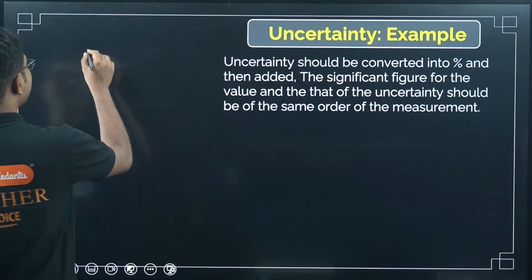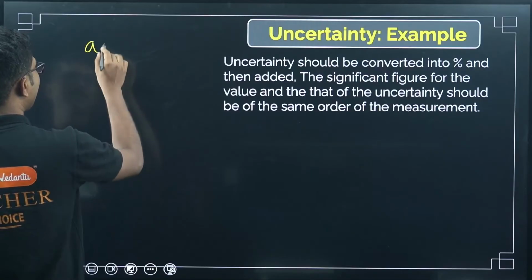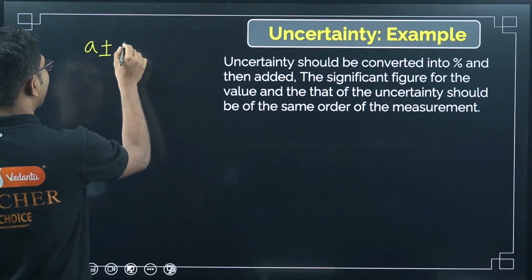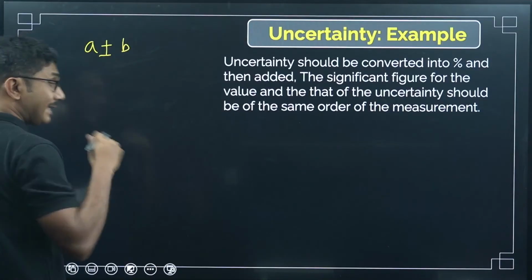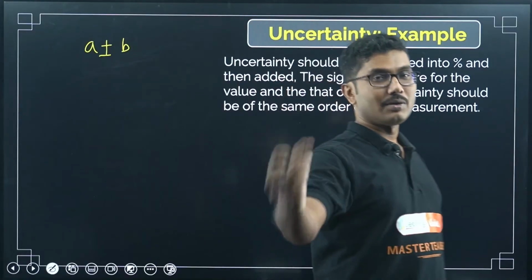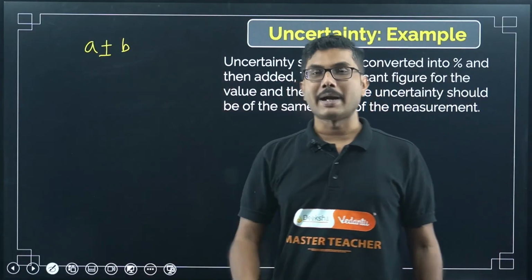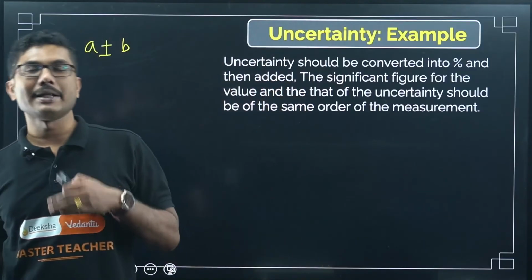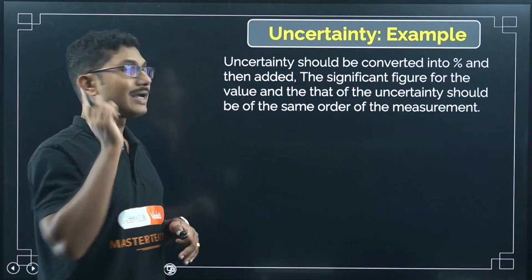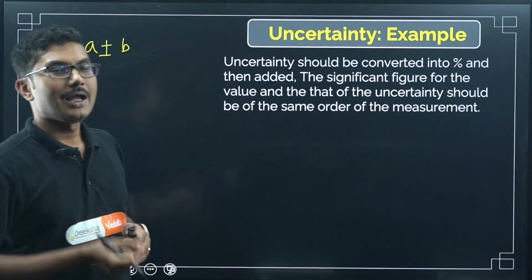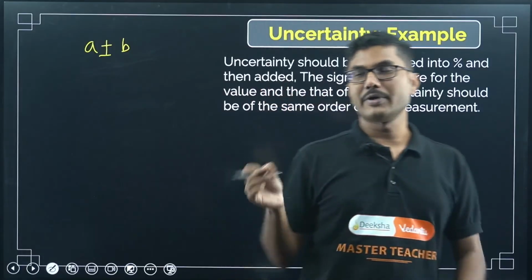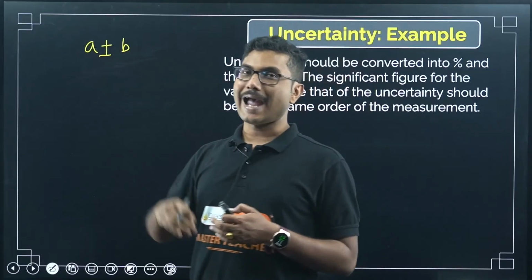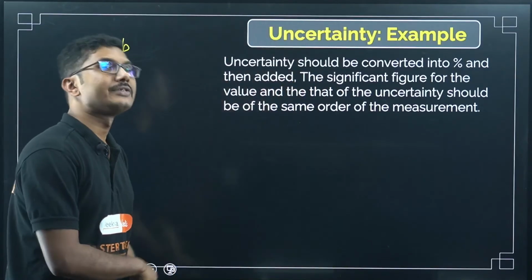So what is the meaning of uncertainty? Suppose I say I measured one value A, and I'm not sure, but it may be plus minus B. It is actually either plus B or minus B. Based on the device that you are measuring with, depending upon the accuracy of that device, there is something called uncertainty. Because your device is not 100% accurate, whenever you are measuring a value, your device will always add some error. This is called uncertainty error.